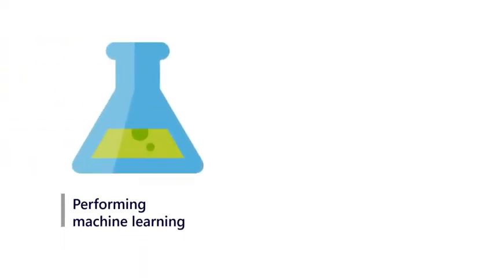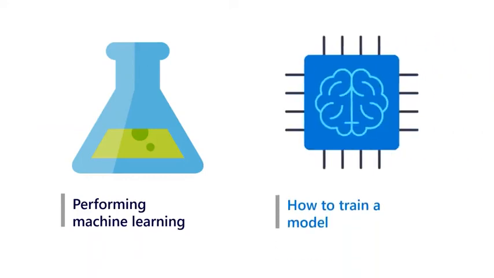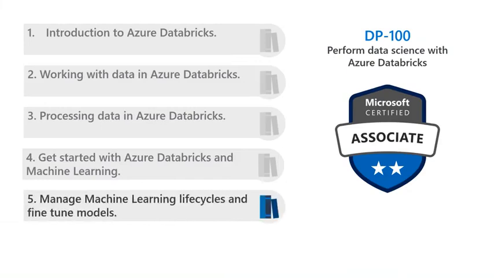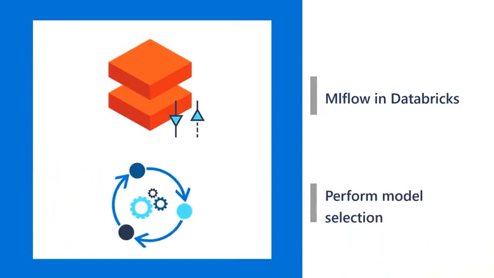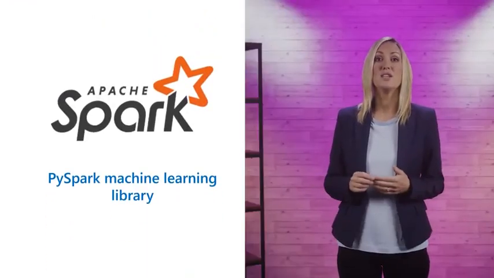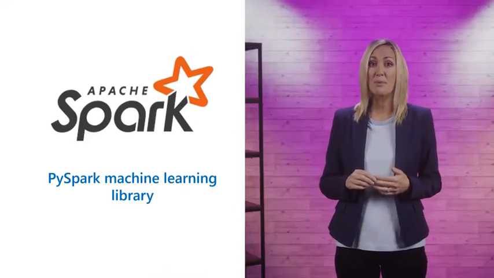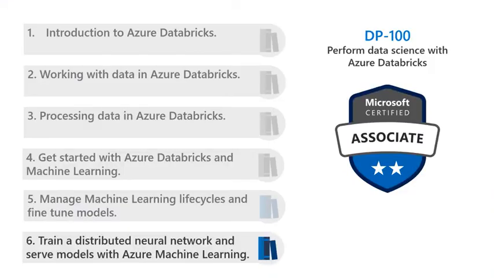In this module, you will understand the basics of machine learning and machine learning workflow. This module will cover performing machine learning with Azure Databricks and learn how to train a machine learning model. Up next, you will learn how to manage machine learning life cycles and fine-tune models. In this module, you will learn how to work with MLflow in Azure Databricks and perform model selection with hyperparameter tuning. This will include how to use modules from PySpark's machine learning library for hyperparameter tuning.